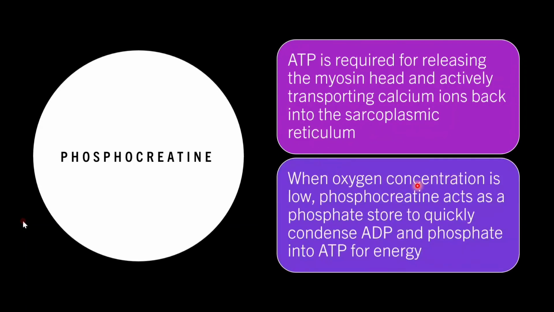Because when oxygen concentration is low, we wouldn't be able to aerobically respire to produce enough ATP to do this. And phosphocreatine is this important part. It acts as a phosphate store. So phosphocreatine can quickly condense ADP and phosphate into ATP for energy. So phosphocreatine is really important. It is this phosphate store which allows us to quickly condense ADP and phosphate into ATP so we can contract our muscle, and we can stop contracting our muscle by actively transporting calcium ions back into our sarcoplasmic reticulum.